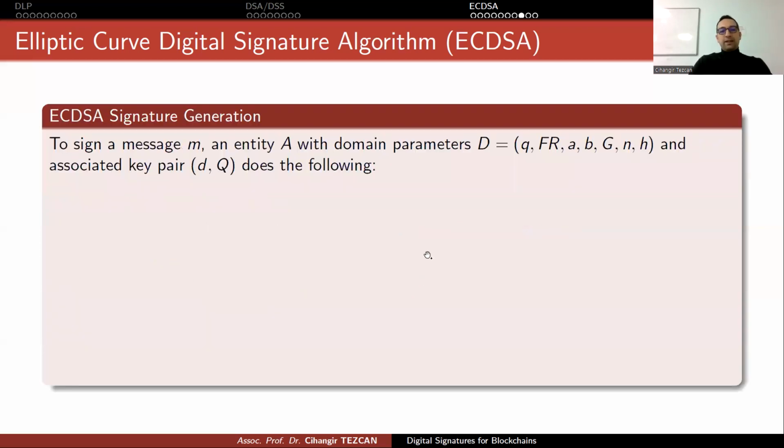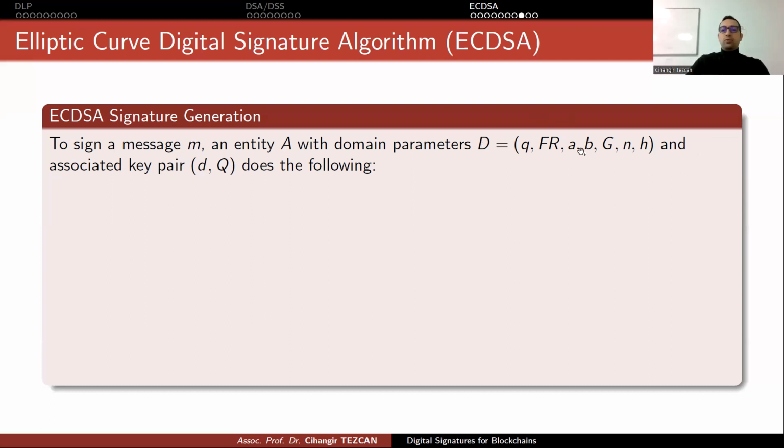So let's move on to the signing and verification phases, which are almost identical to the digital signature algorithm, but the operations are no longer on Z_p, but on elliptic curves, okay? We want to sign a message M. This means that I'm actually sending Bitcoin to somebody. This message is the transaction I'm doing. Or Ethereum, I want to sign it as the entity A. The domain parameters are the same for Bitcoin and Ethereum.